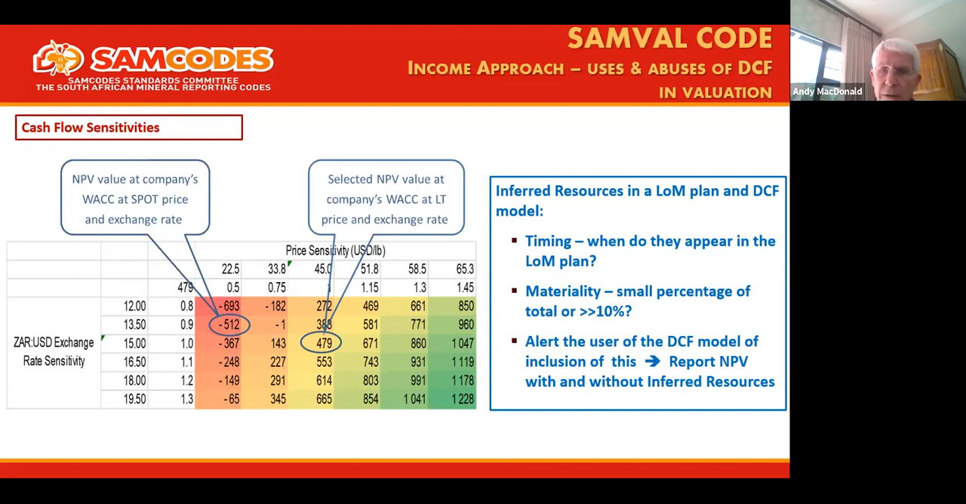Now, the minute you've got inferred material in a life of mine plan, which happens, sometimes you've got to mine through an inferred block to get to a measured block. We are then obligated to alert the user of the report or the model that the inferred resources have been included in the cash flow analysis. And this is where the JSE in particular says we should report the NPV with and without the inferred resources. So if you exclude the inferred resources and the revenue that comes from that, but you still include everything else, what does that do to the net present value for the project?